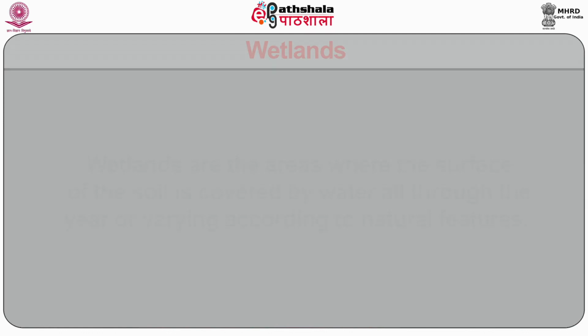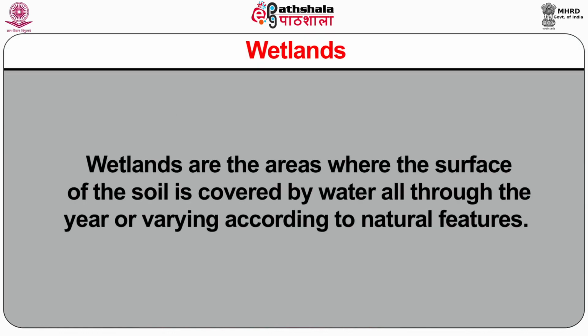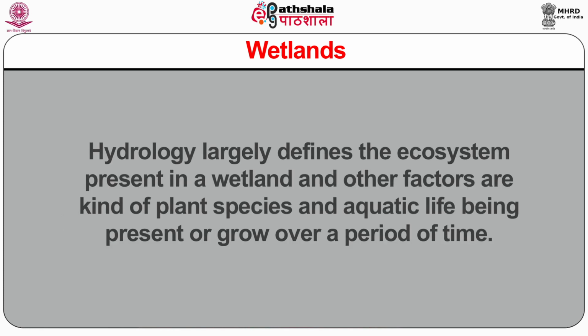Wetlands. Wetlands are the areas where the surface of the soil is covered by water all through the year or varying according to natural features. Hydrology largely defines the ecosystem present in a wetland, and other factors are the plant species and aquatic life being present or growing over a period of time.